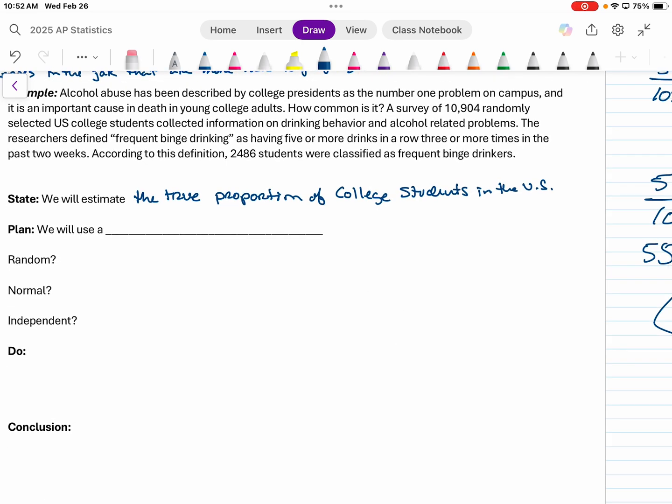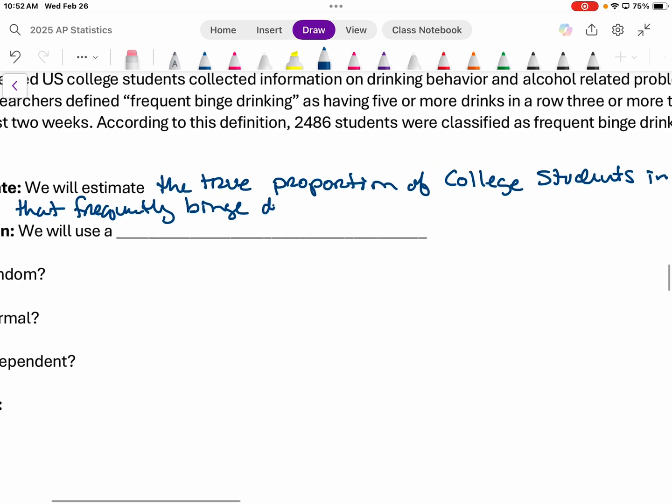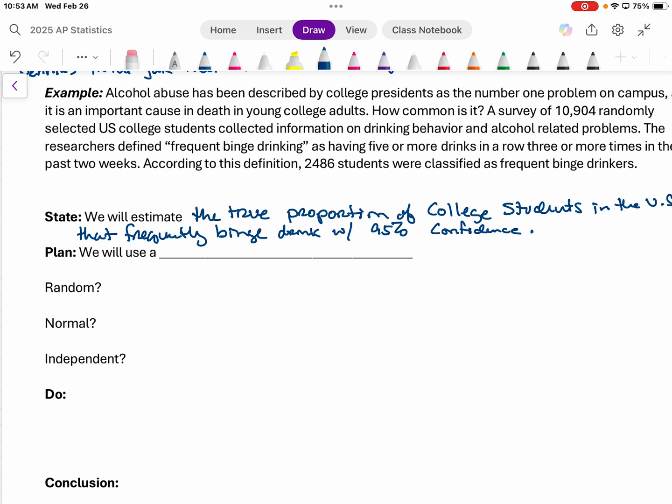But we want to make sure we specify what type of college students we're talking about. We will estimate the true proportion of college students in the United States that frequently binge drink with 95% confidence. Now, you could tweak that any way you want. Rephrase it. Don't get too wordy. Keep it nice, short, and sweet. Typically, when they write our problems, sometimes certain sentences actually give us the whole statement phase.